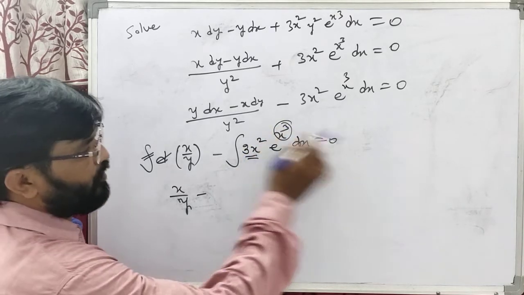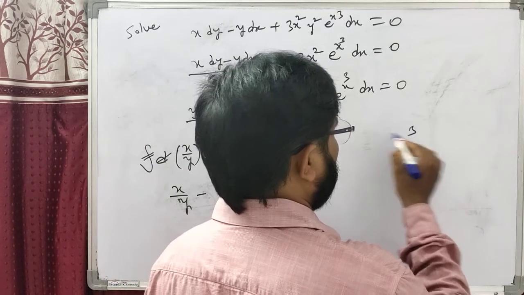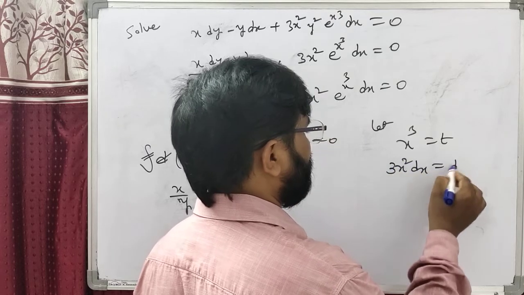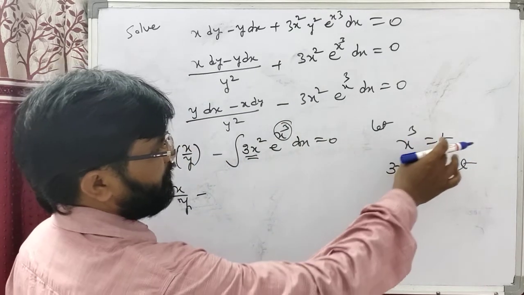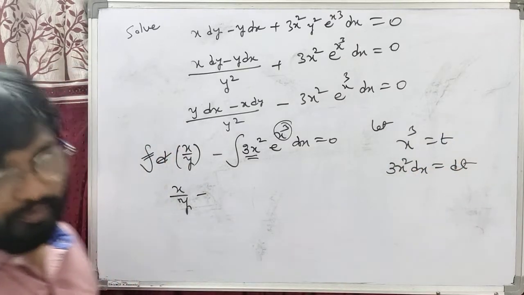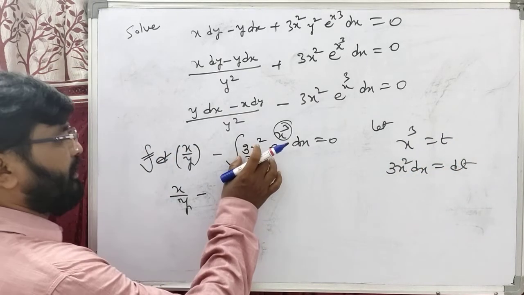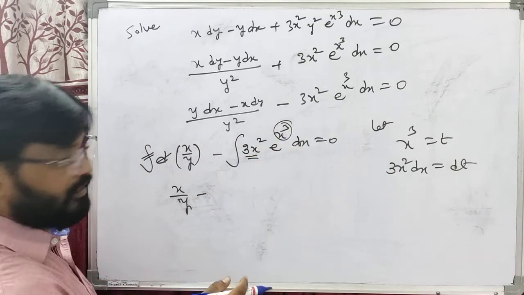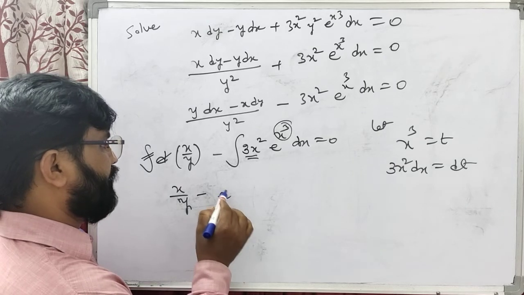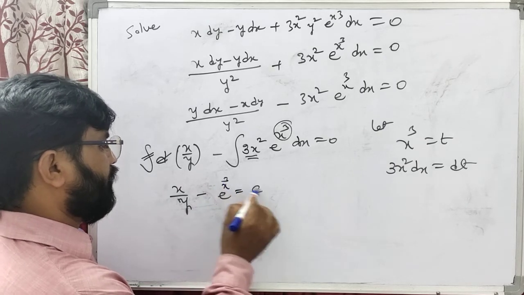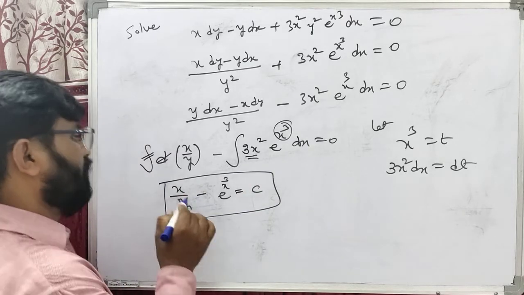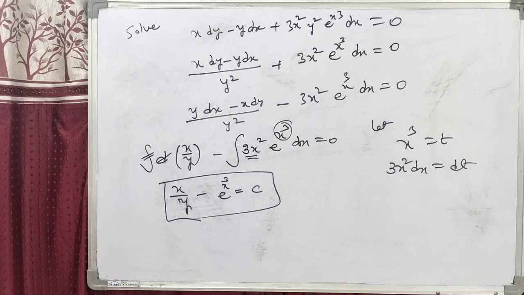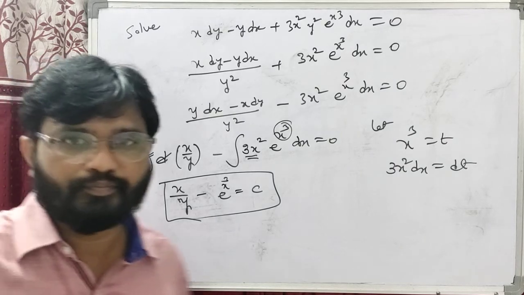When we take x cube as t, dear students, let x cube equal t, then 3x square into dx equals dt. Therefore, students, 3x square into dx is dt. Therefore this is e power t dt. The integral of e power t dt is e power t, and t means x cube, plus c. What, students? You can write x by y minus e power x cube equals constant. Okay students? Right.